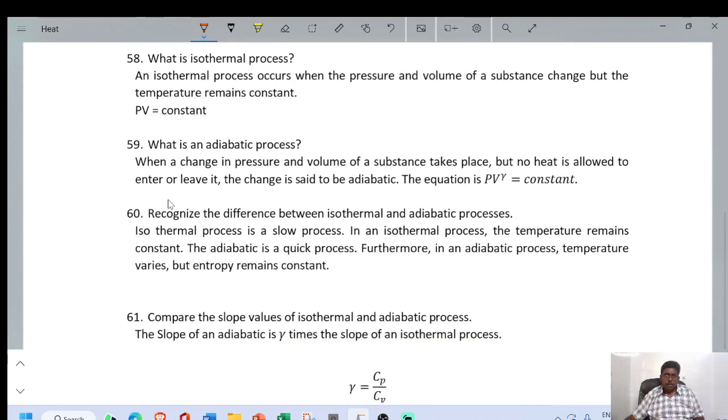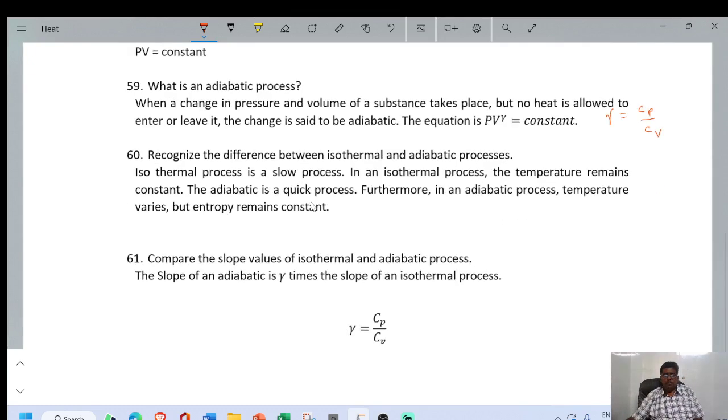What is an adiabatic process? When a change in pressure and volume of a substance takes place, but no heat is allowed to enter or leave it, the change is said to be adiabatic. The required equation is PV power gamma equal to a constant, where gamma is Cp by Cv: specific capacity at constant pressure divided by specific capacity at constant volume.